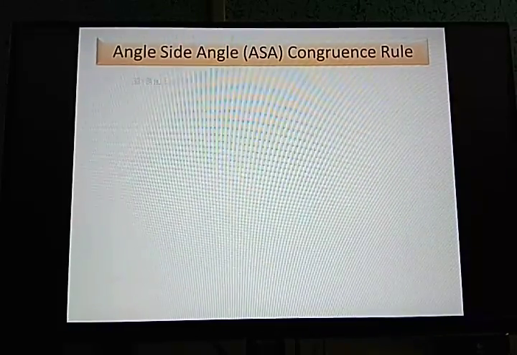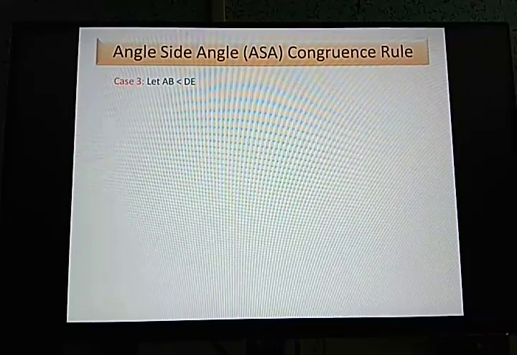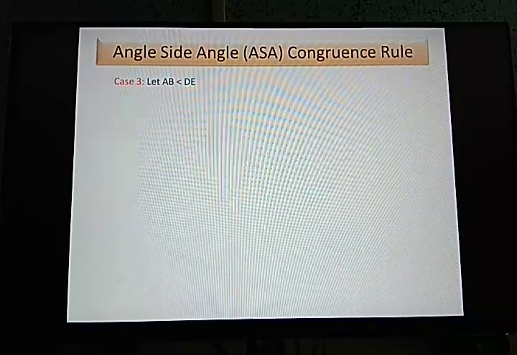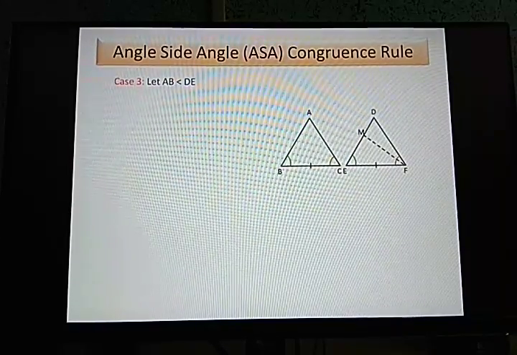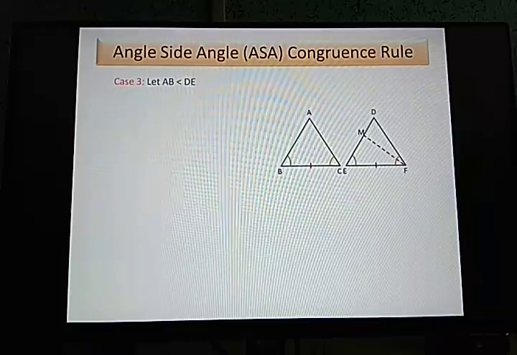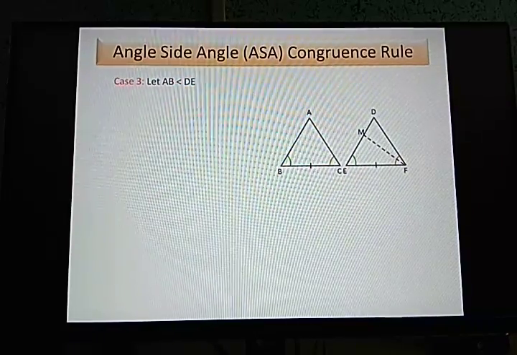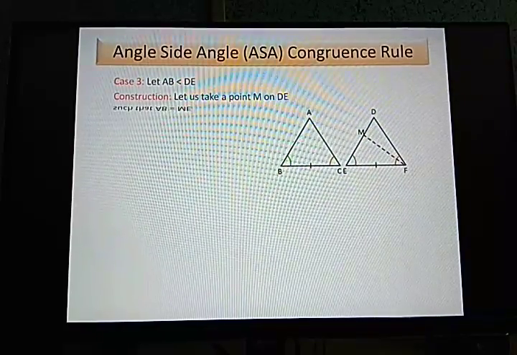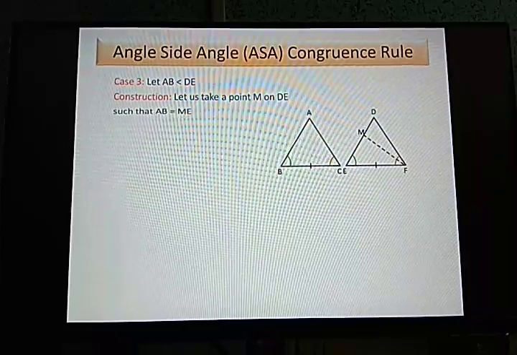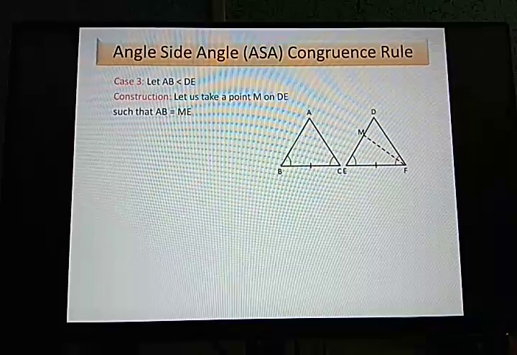The third case says that let us consider side AB less than side DE. So here also an extra construction will be done. That is, this point M we have taken on triangle DEF on side DE. So let us write that construction. We have taken a point M on DE such that AB is equal to ME.